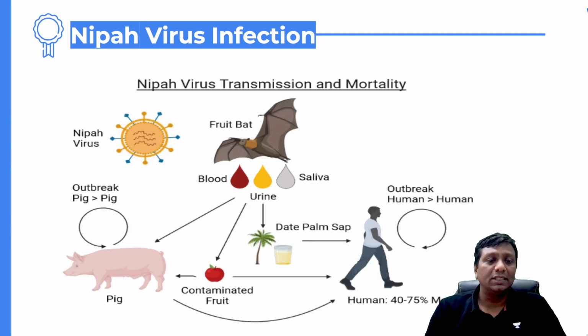How does the transmission of Nipah virus happen? So it's a fruit bat, as you can see on the screen, guys, from the blood sample, from the urine sample, and from the saliva. Okay, all these portions have been affected because of the viruses.